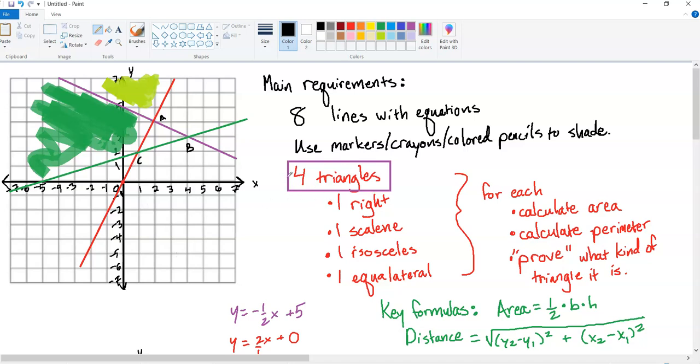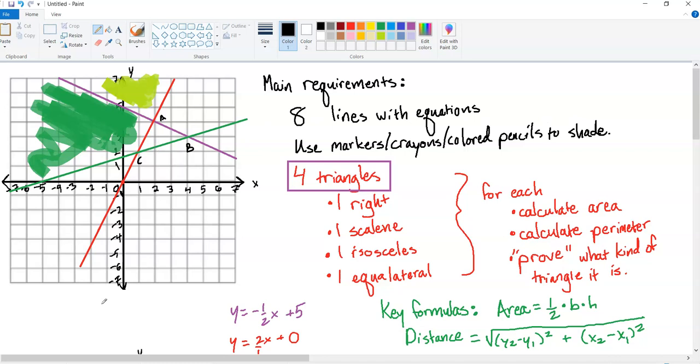The requirement for this is to have 4 triangles, one that is a right triangle, one that is a scalene triangle, one that is isosceles, and one that's equilateral. For each of those, you have to calculate the area, calculate the perimeter, and prove what kind of triangle it is. By proof, I mean explaining how your calculations show what it is.